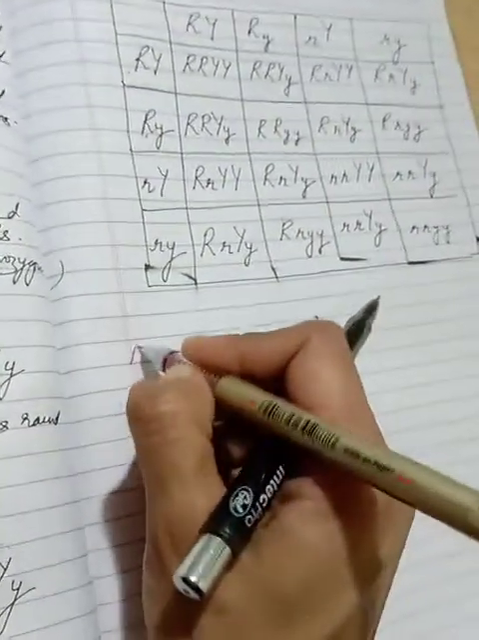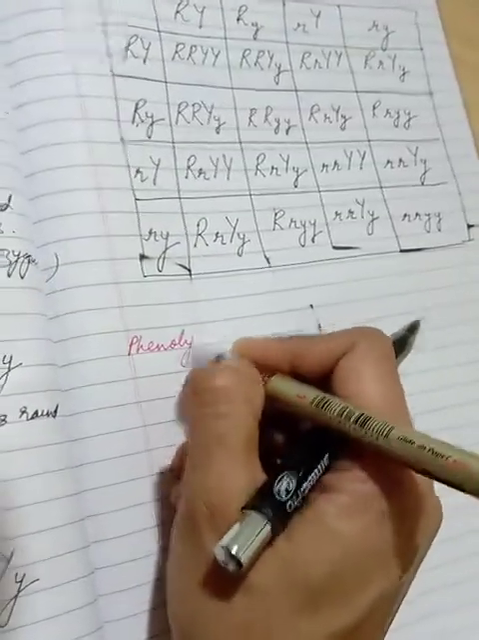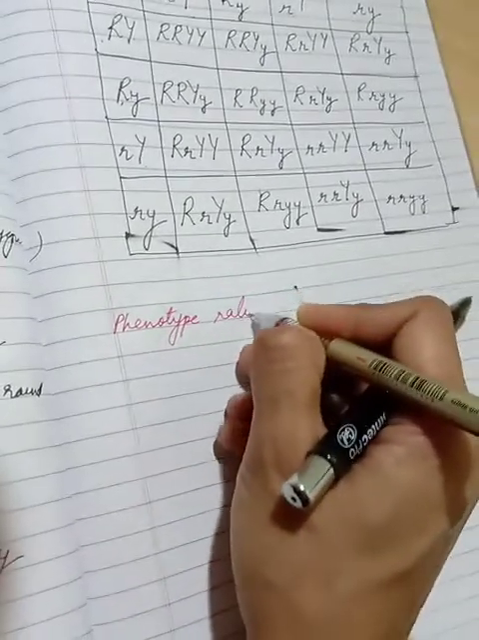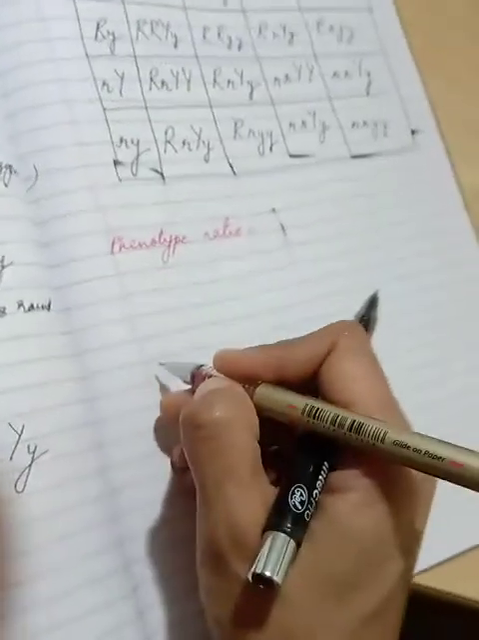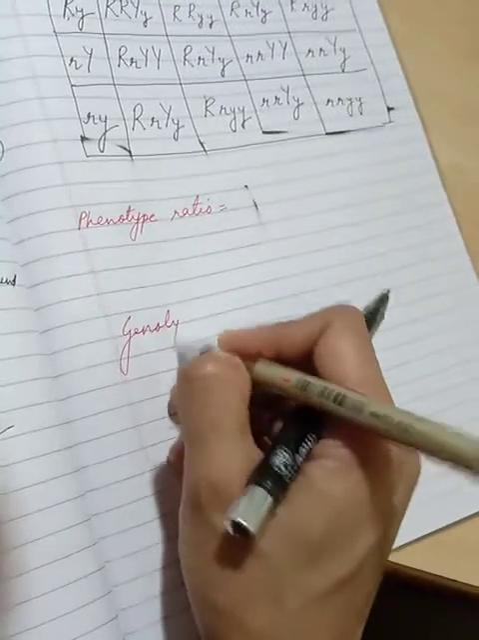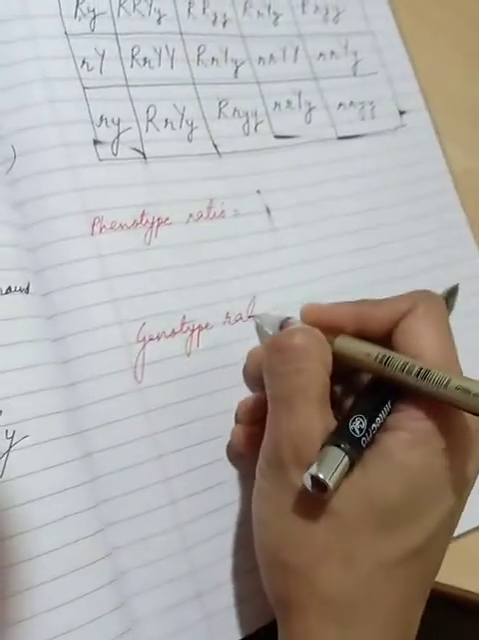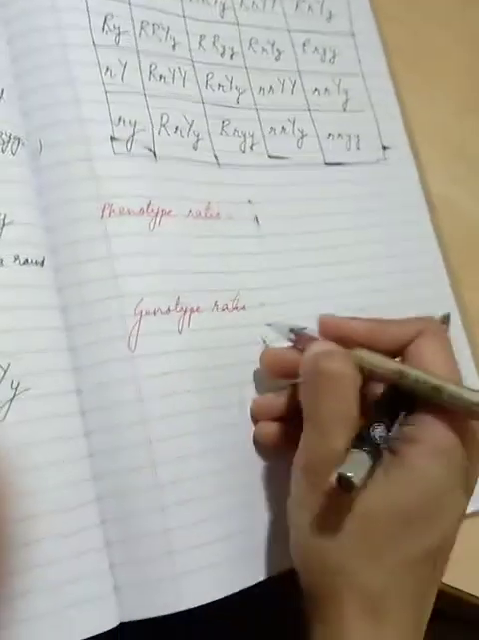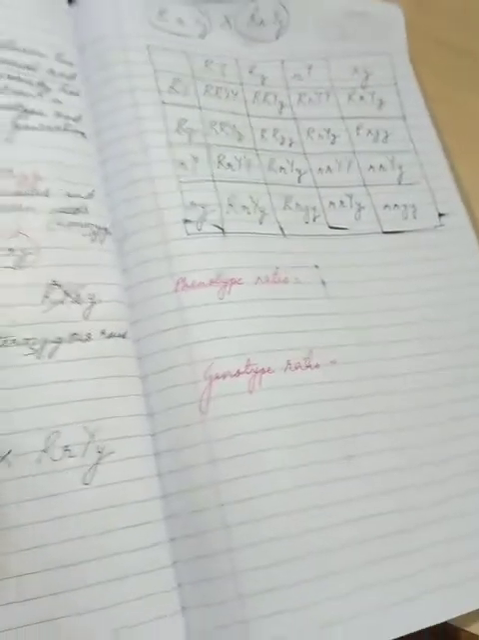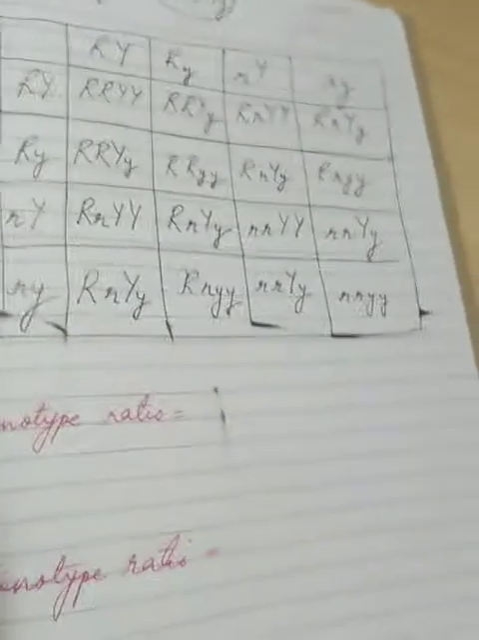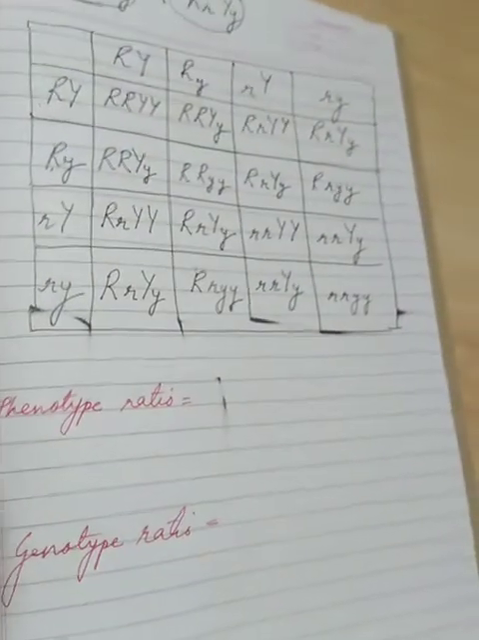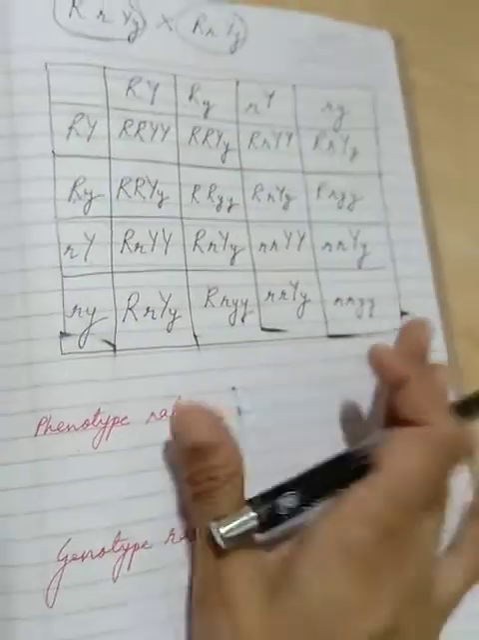You still have to go with the phenotype and genotype, children. So phenotype ratio and genotype ratio. Right? Phenotype ratio, children, you have to do it in such a way that you're going to get 4 categories. Let us first see what will be capital R and capital Y.